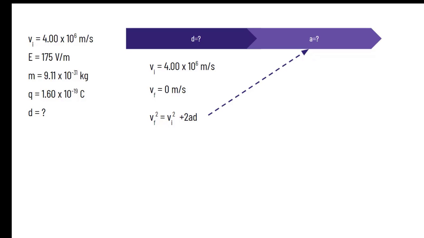Remember that because we have a change in momentum, we know that there is a force acting on that electron. Therefore, the net force, F equals ma, is actually the electric force, and we can determine the electric force from the equation E equals F over Q, or in other words, F equals EQ. This means that we can solve for A and in turn solve for D.